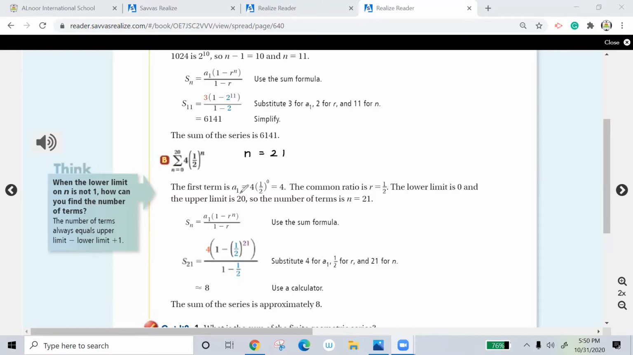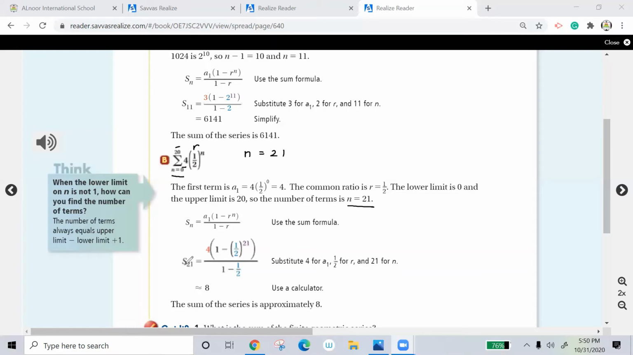Okay, the first term here is a sub 1. What is our first term? Our first term is 4, and the common ratio is 1/2. The lower limit is 0 and the upper limit is 20, so the number of terms in the series is 21. Now, use the sum formula: S sub n equals a sub 1 times 1 minus r raised to n all over 1 minus r. What is our n again, the number of terms? Okay, 21.